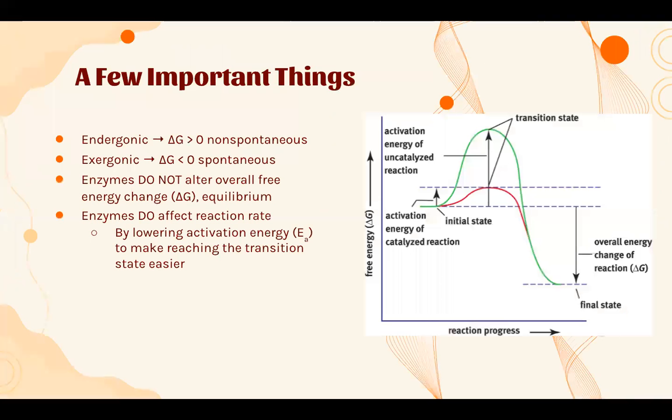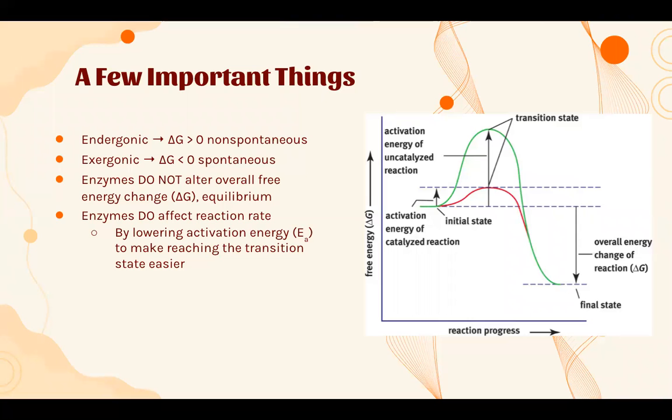Some important things to remember about enzymes and activation energy. First, the difference between endergonic and exergonic. Endergonic reactions require energy. This means the delta G is greater than 0, and the reaction is non-spontaneous because it does not happen on its own. It requires an energy input in order to proceed. Exergonic reactions, on the other hand, release energy. This means delta G is less than 0, and the reaction is spontaneous because it occurs on its own. It does not require energy, but rather releases it.